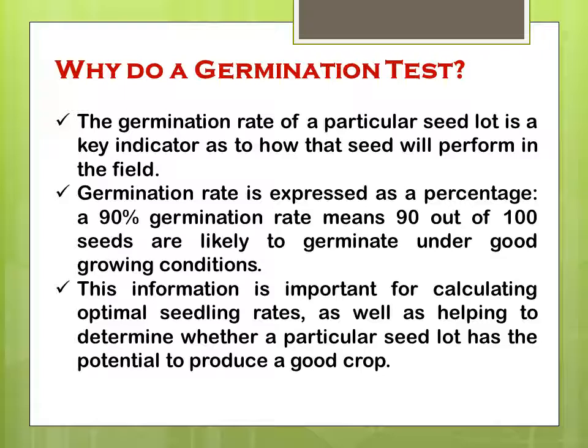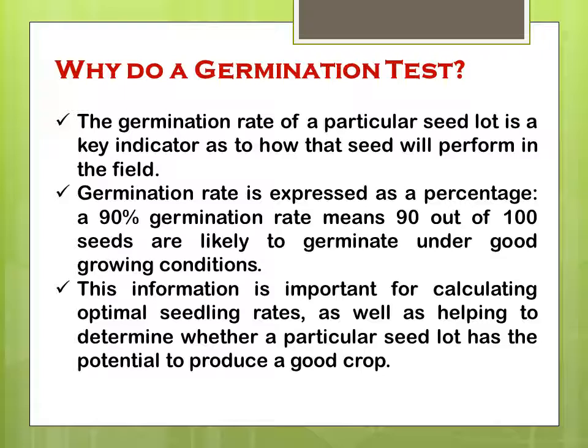Germination rate is expressed as a percentage. Every time we calculate germination in terms of percentage. If I say a 90% germination rate, it means that if you have sown 100 seeds, only 90 seeds out of 100 have grown. This information is important for calculating optimum seeding rates, as well as helping to determine whether a particular seed lot has the potential to produce a good crop.